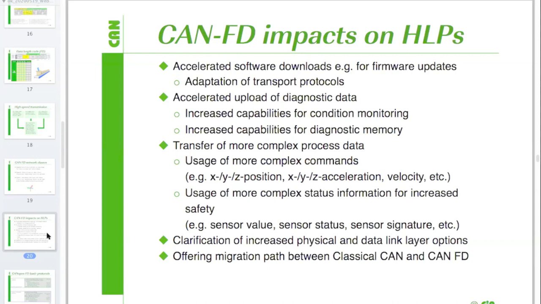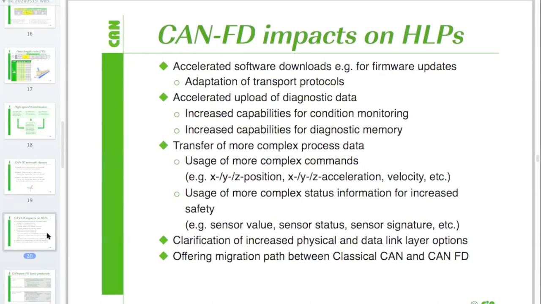So CANFD has impacts, of course, if you're using higher layer protocols due to its higher payload, 64 bytes, less the speed itself, mostly the payload is interesting. And as you can see, firmware update, a program download or whatever is highly increased. I could put much more and bigger data, and I could put in one message many more control information, diagnostic information, or process data as I've done before. The question is, of course, can I use the full extent of CANFD payload?